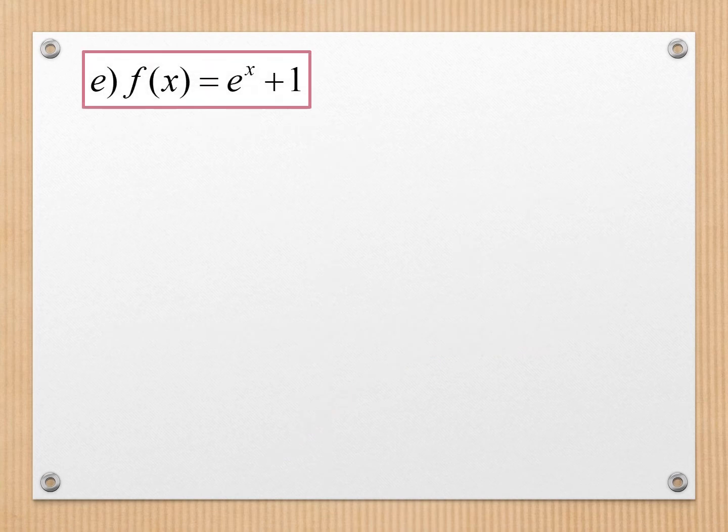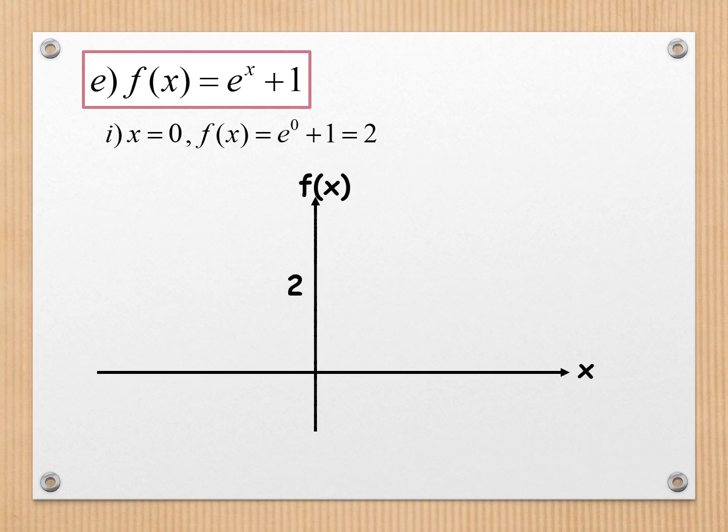Let's look at solution E. f(x) equals e to the power x plus 1. The plus 1 here means that it has a horizontal asymptote at y equals 1. So then we find the y-intercept by substituting x equals 0. So f(x) equals e to the power 0 plus 1, which equals 2. So we have y-intercept y equals 2. Then we plot the y-intercept 2.